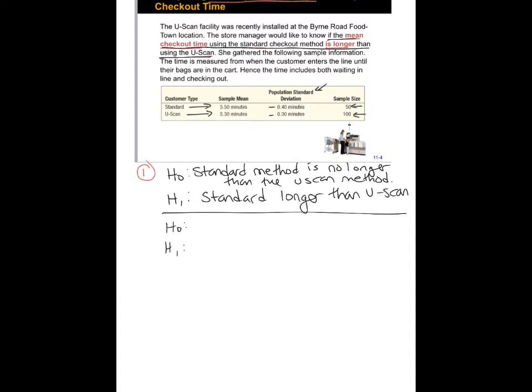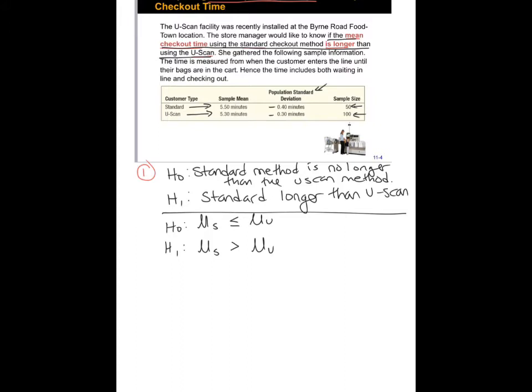Let's rewrite it mathematically. In this case, we'll say the standard method is going to be mu1, our first mean. So mu standard, or mu1, is greater than mu UScan, or mu2, which means the null would be mu standard method is less than or equal to the UScan method. Okay, so there's our hypothesis.